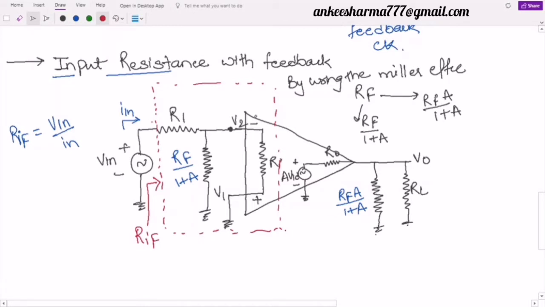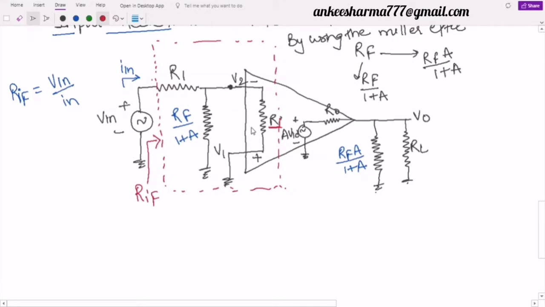If there is no feedback, definitely this resistance R1 and RF upon 1 plus A is not there. Then the input resistance is only R1. But when they are added, definitely they will also have an impact on the input resistance, and that is what I have to find. So it is easy to see now in this diagram. As you can see, this is ground. Can I connect these two grounds together? Yes, definitely I can connect them together. Now look here, there is one resistance RF upon 1 plus A, and second resistance is Ri. These two resistances are there. Are they connected in parallel?